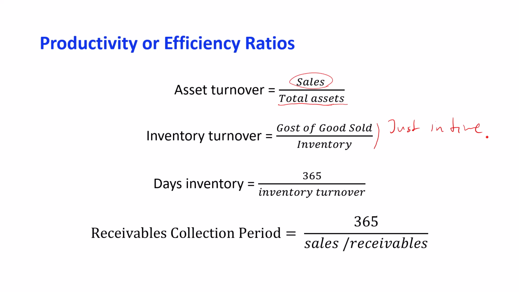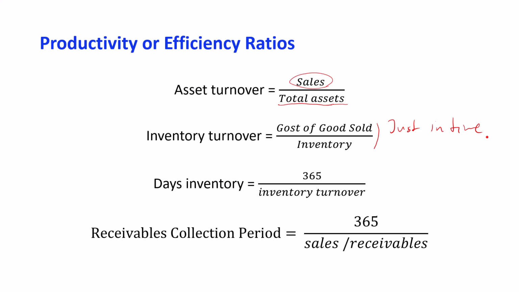And then the next one is the days in inventory, which is 365 over the inventory turnover ratio. This measures the average number of days an item is kept inside the company before it's sold. The fewer number of days it is, the better. You want this number to be very low.